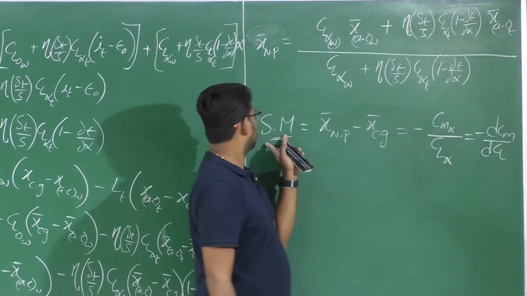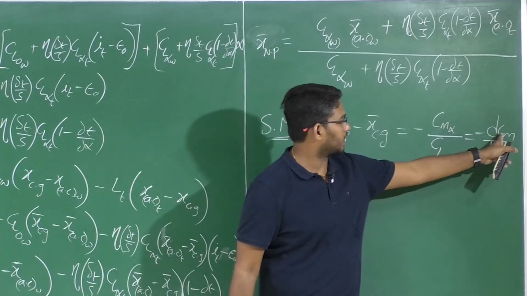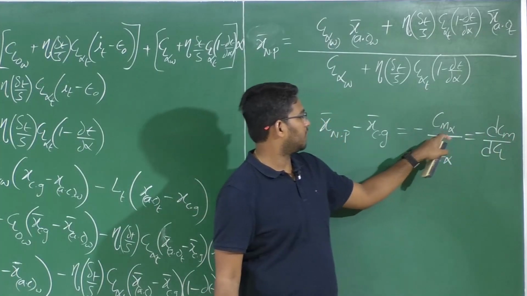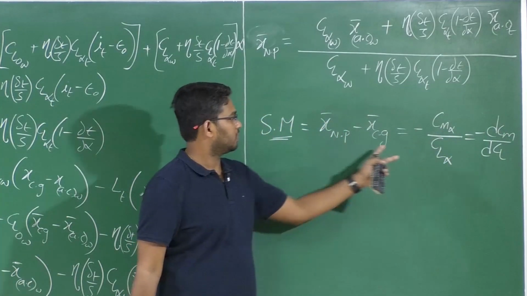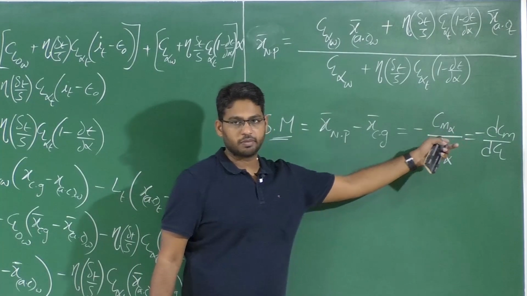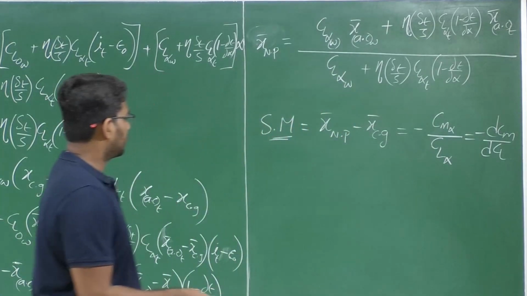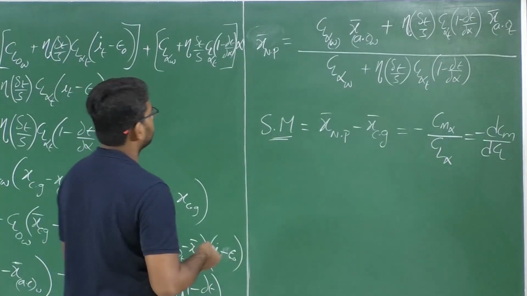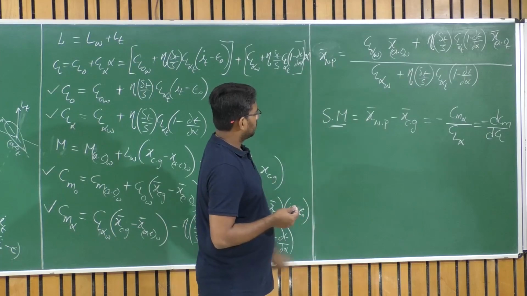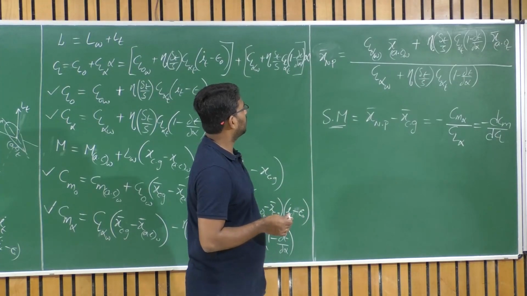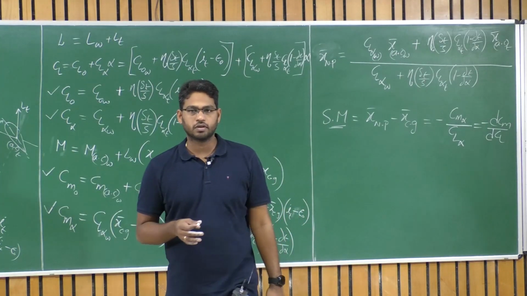Like so, for a statically stable aircraft, when you have positive static margin, you will have a negative slope, right? Cm alpha will be negative for an aircraft which is statically stable. Okay, so I think with this we will now proceed to solve a few example problems.